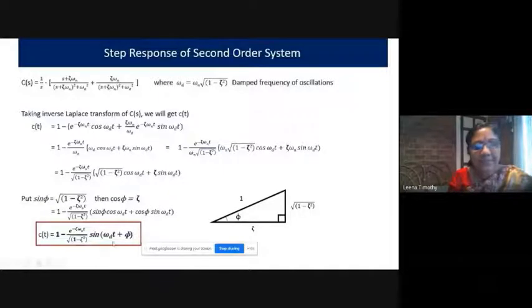From this expression, it is sin of a plus b, with omega d. So learn this expression by heart. This is the response of an underdamped second order system. Underdamped, 0 less than theta less than 1.